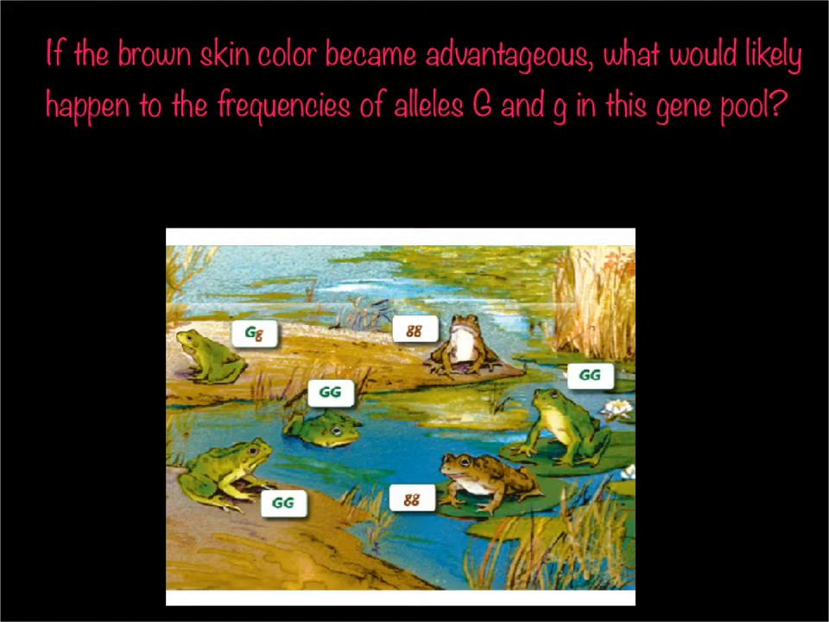Okay, so this one we're just trying to reason out what's going on here. It says if the brown skin color became advantageous, meaning it would be beneficial for survival, what would likely happen to the frequencies of the alleles uppercase G and lowercase g in this gene pool? Well, if you notice, the uppercase G is dominant, so that's going to be expressed more often. If somehow the green skin color became less advantageous for this environment, then there would be an increase in the brown skin color, meaning that little g's frequency would increase.